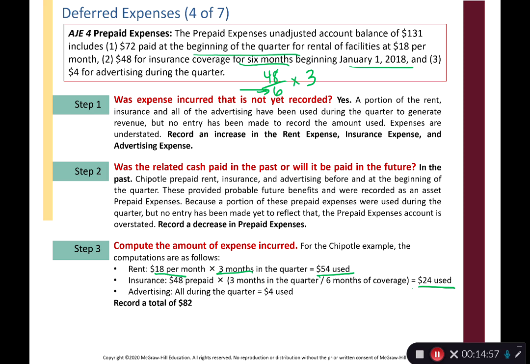That's the easiest approach. The way the book shows us to do it, they say, well, 3 months are in the quarter, 6 months is the coverage, so they divide 3 over 6 to basically tell us we've used up half. Either way, you arrive at the same $24. And then the advertising was $4 for the advertising in the quarter, so because the quarter is over, the entire 4 has been used. So because we keep saying that rent, insurance, and advertising is used, that means we have an expense for all of those items.